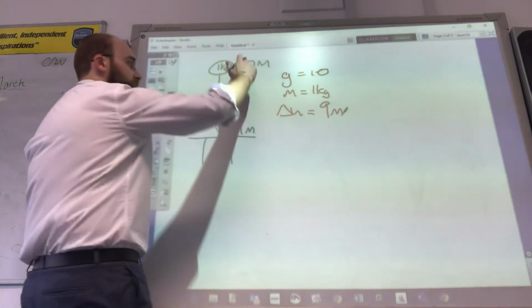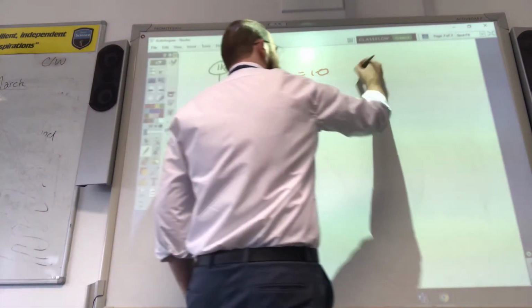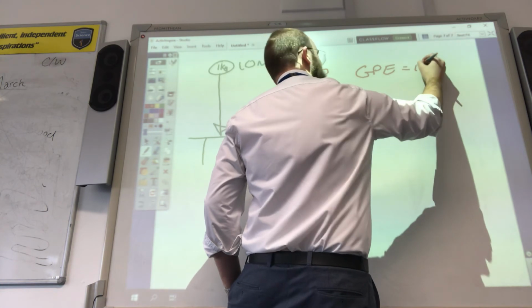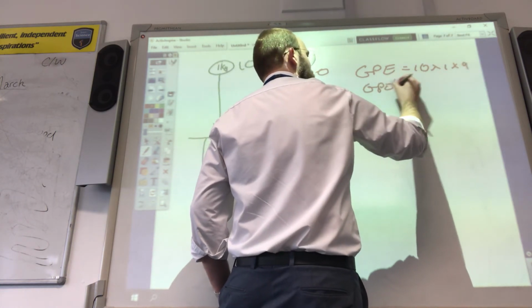Okay, delta h, change in height, because it's only gone down 9 meters. Don't use that as a first term. GPE equals 10 times 1 times 9, which is 90.